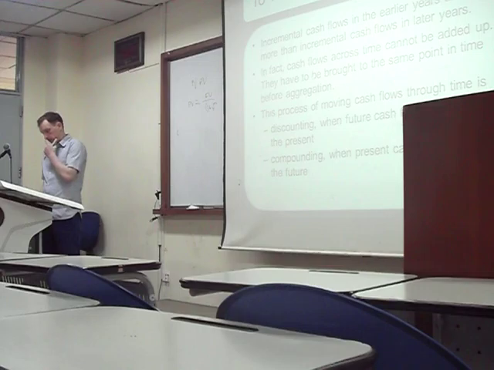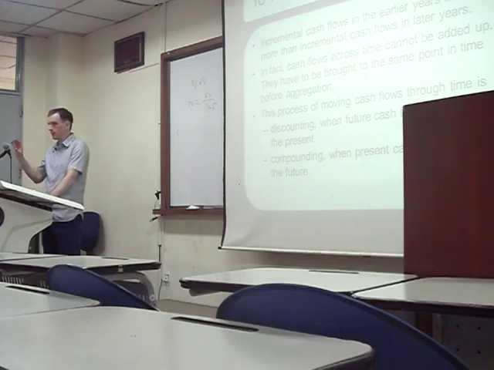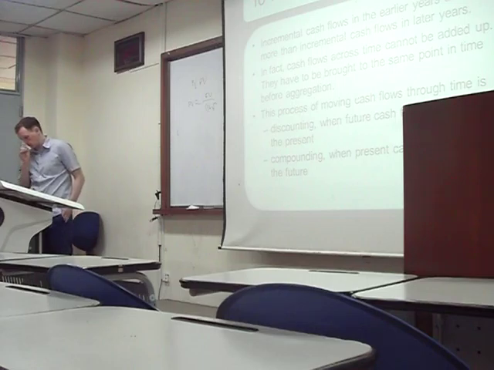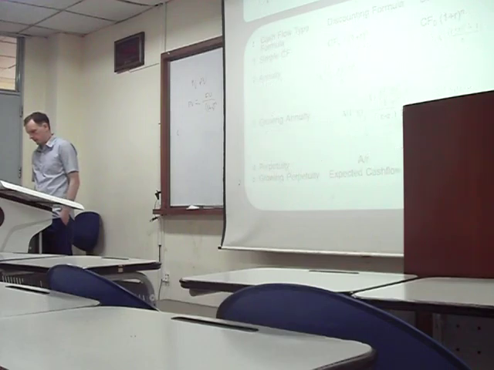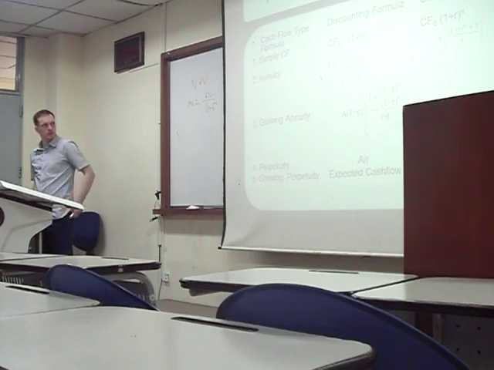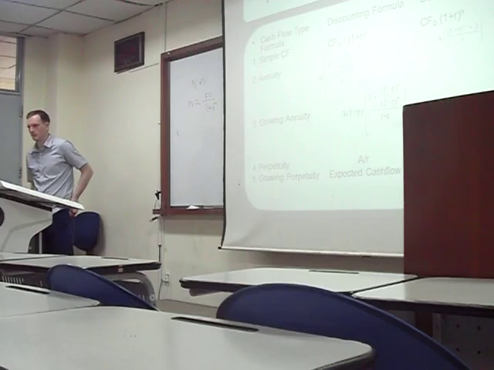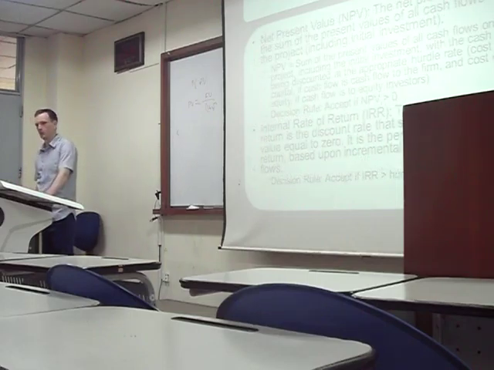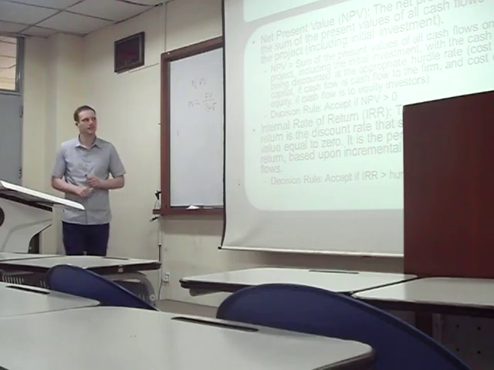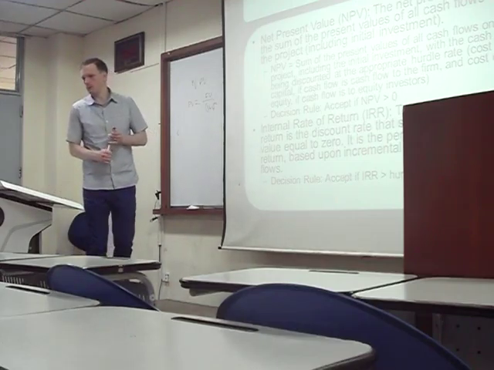So cash flows across time cannot be added up. We need to bring the cash flow back to the same point in time before aggregation. The process of moving cash flows through time is called discounting. So we have this formula. A simple cash flow is the cash flow in the future over 1 plus the interest rate, and also the annuity, the growing annuity, the perpetuity. Do you like these equations? They're like friends? No? Why not? So net present value is an important one.